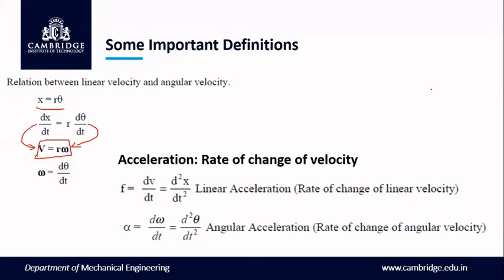If we move on to acceleration, the definition of acceleration is, we know, a rate of change of velocity. Hence, it is a second derivative of displacement. The first derivative of velocity gives us acceleration, and second derivative of displacement gives us the acceleration. The linear acceleration is rate of change of linear velocity, and similarly the angular acceleration is rate of change of angular velocity. It's denoted by alpha. We can mention it as d omega by dt and d square theta by dt square.